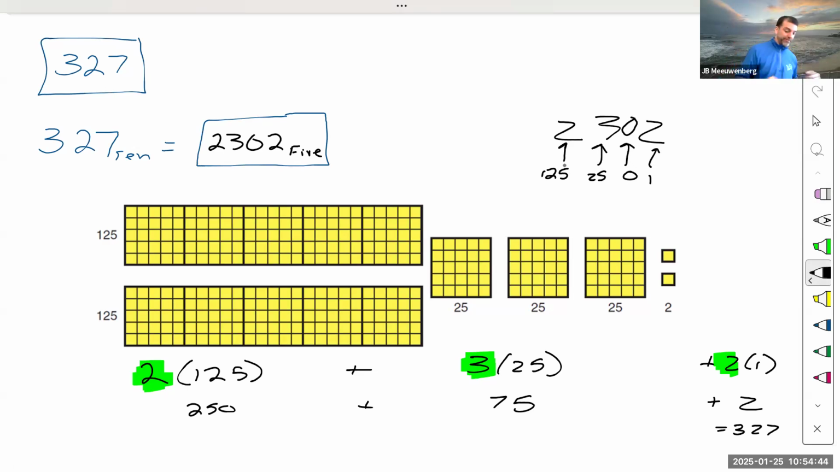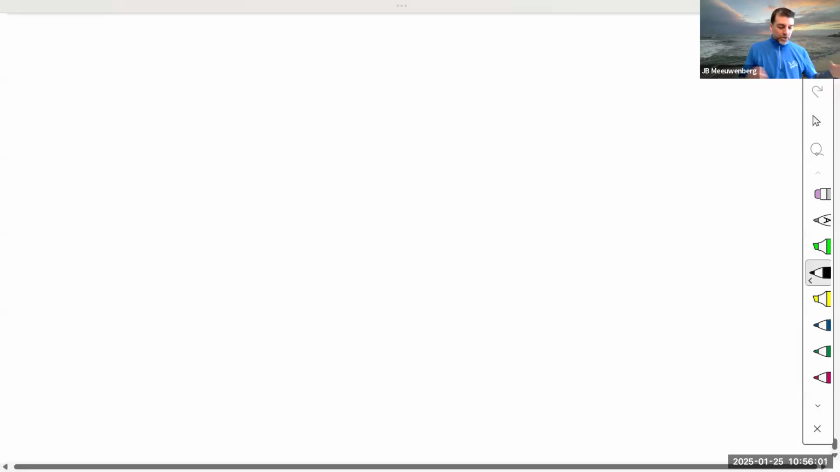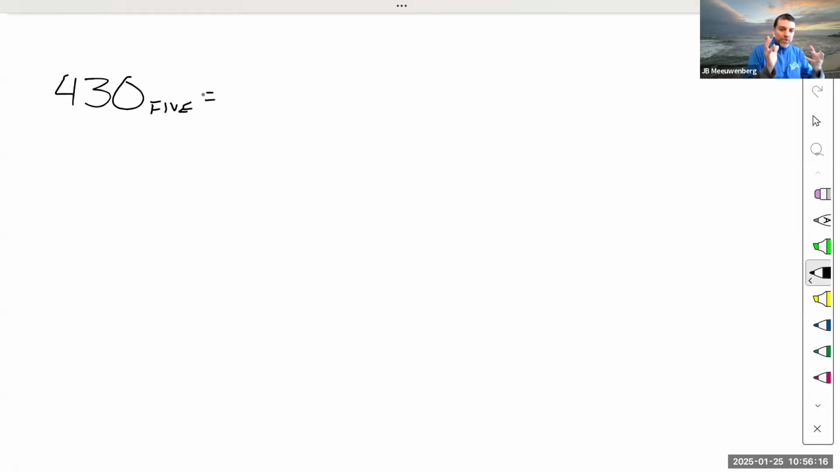All right, so let's do one more. We're going to work this one a little bit backwards. Now what I'm going to do is give you a number in base 5. So here's the number in base 5. And what I want you to do is rewrite this number in base 10. How would we state this number in base 10? Use your manipulatives to help you with this, and then pause and come back.